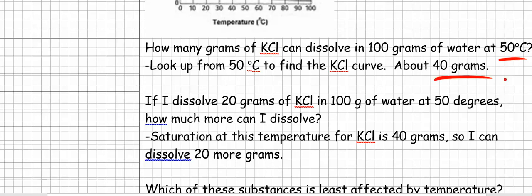If I dissolve only 20 grams of potassium chloride in 100 grams of water at 50 degrees Celsius, how much more can I dissolve? Well, the maximum you can dissolve is 40 grams, right? That's the maximum you can dissolve. If you have 20 in there right now, you can add another 20 grams, and you're still just saturated, not supersaturated at that point. So you can put 20 more grams in there.